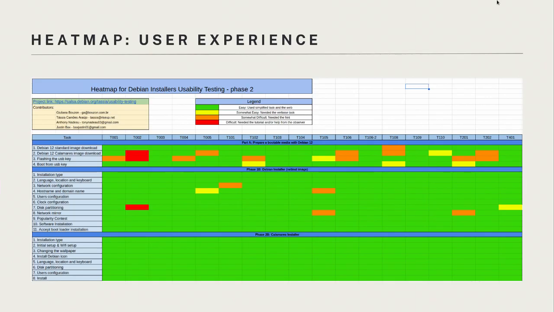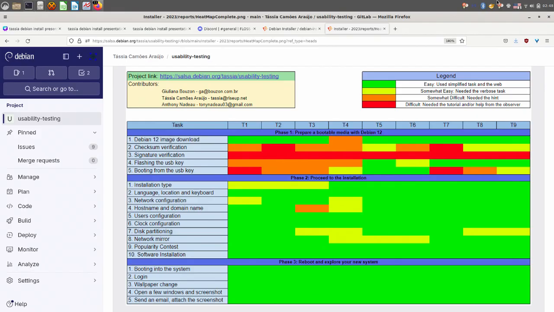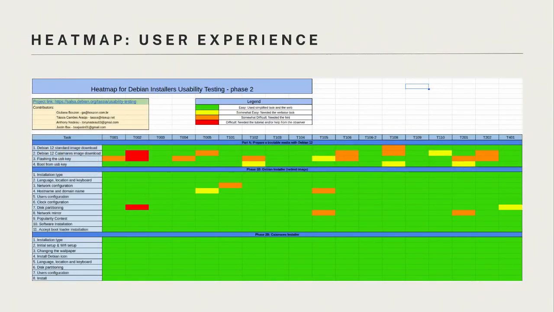Okay, and last year we had a lot. So just now, to compare with last year, I opened it here. That was our heat map on phase 1, and you see it was much more orange and red here, especially in the first part, which was preparing the bootable media. And there was an improvement from that to this year. We still had a few oranges and reds, but not as bad as last year.